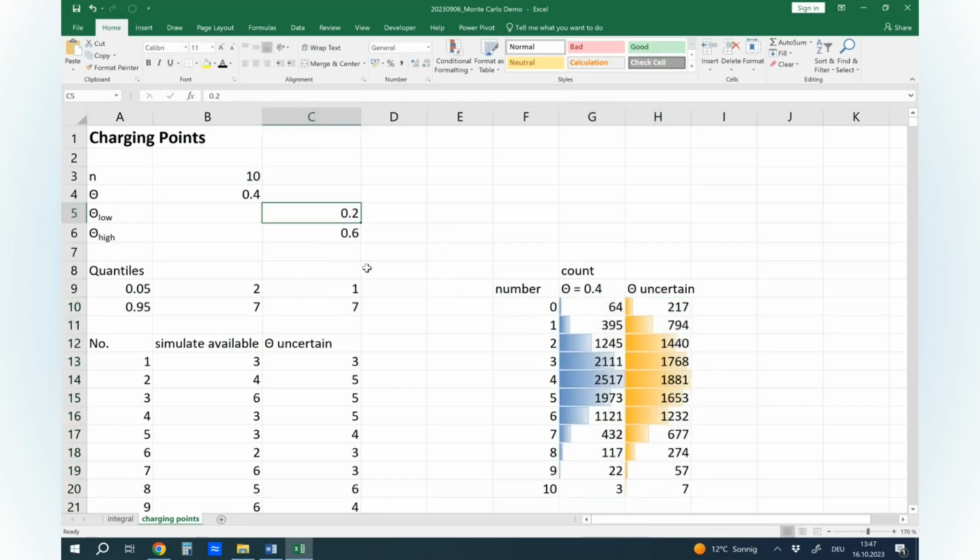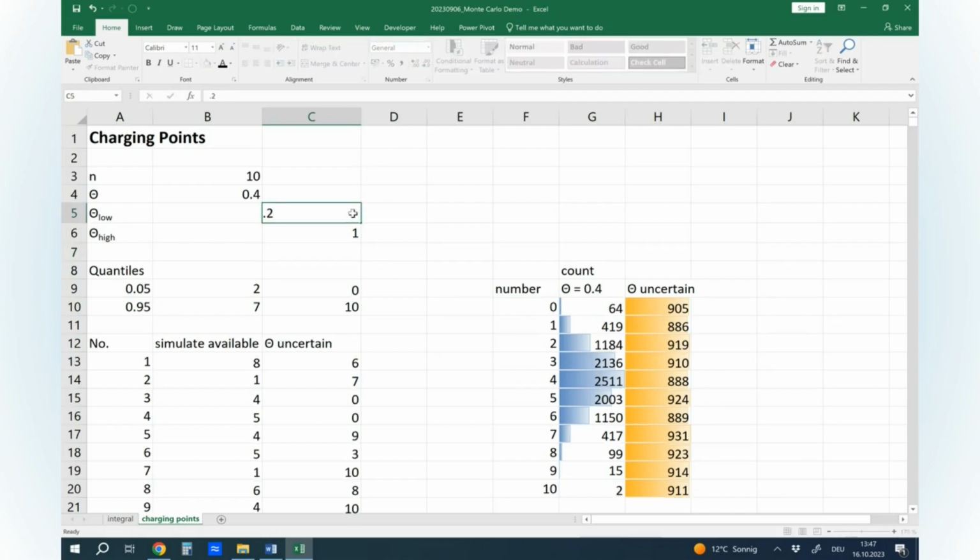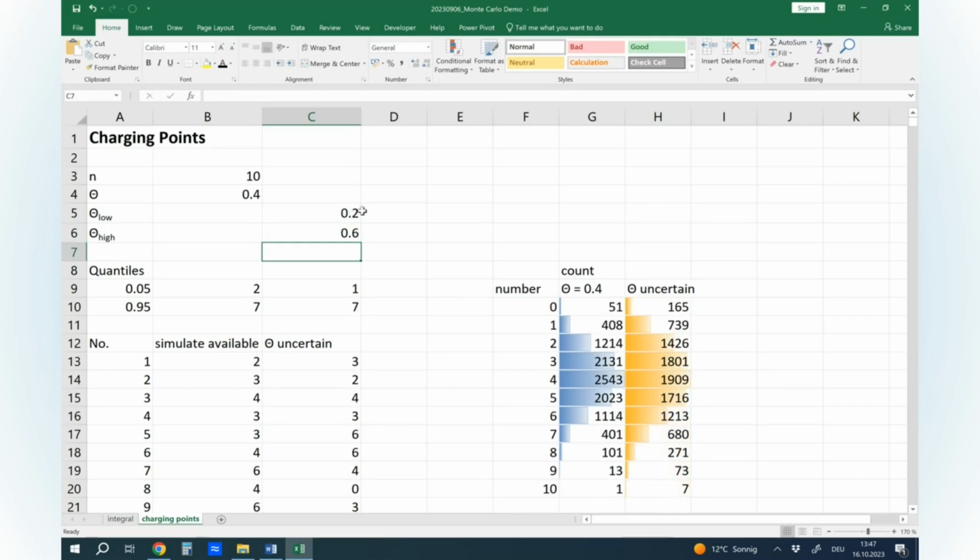An even wider range for theta causes the overall distribution to become even flatter. In the extreme case of theta being unknown, i.e. possibly ranging from 0 to 1, we obtain a uniform overall distribution. At this point, I'd like to take a moment to pause. Instead of going further into additional examples and technical details, which I will do in the next video, I want to summarize the essence of Monte Carlo simulation.